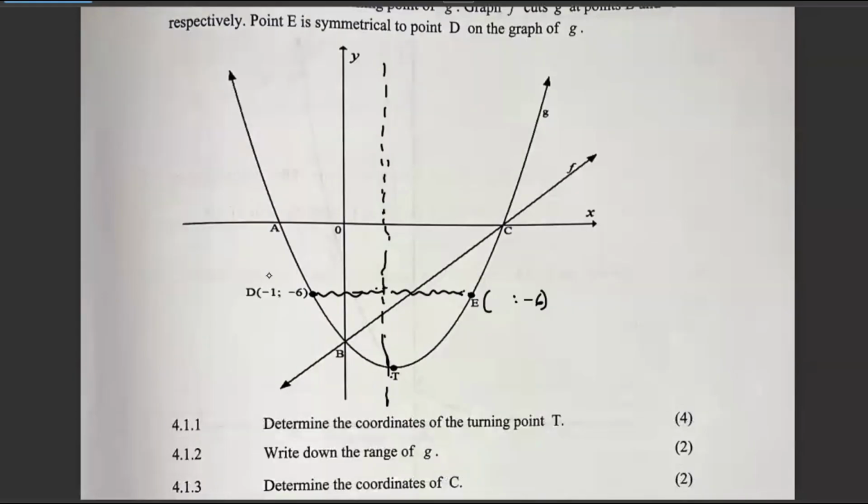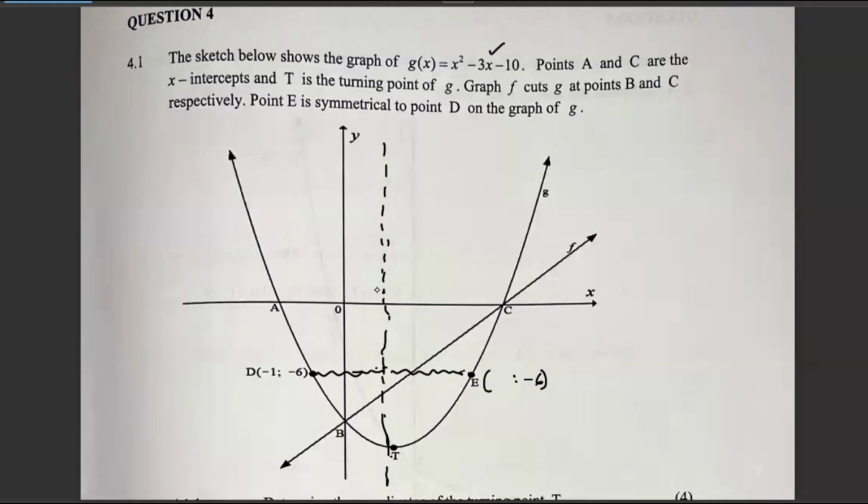They want us to determine the coordinates of the turning point. 4.1.1. So for the turning point, we can use x equals -b over 2a to get the x coordinate. If not, you can find the derivative, equate it to 0 and solve that equation, okay? So meaning that we're going to have negative -3 over 2 times 1. So we have 3 over 2 as our axis of symmetry.